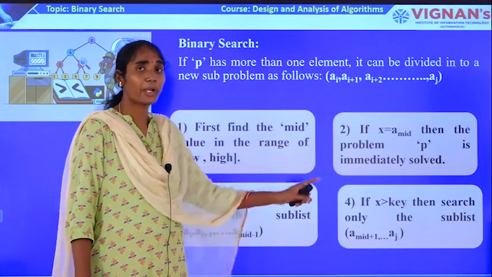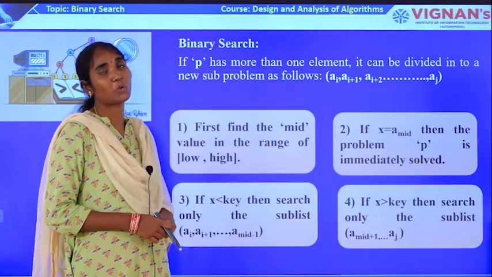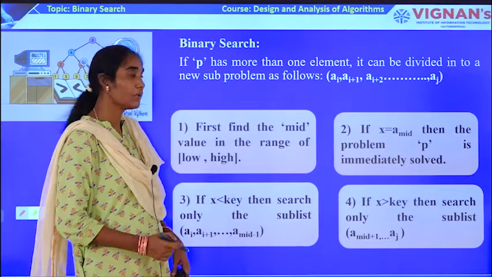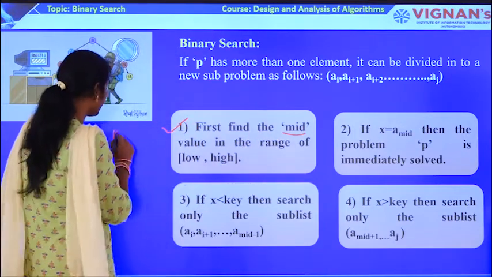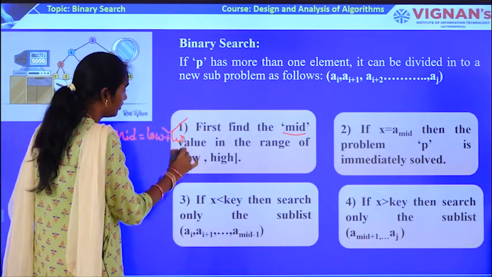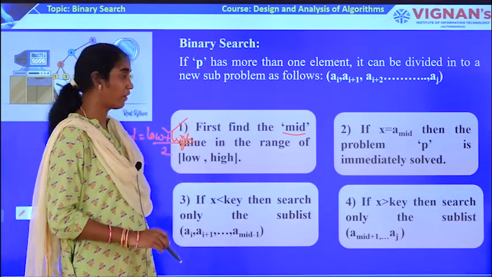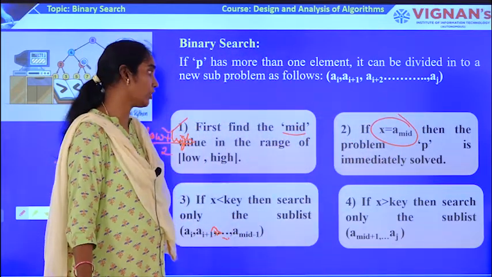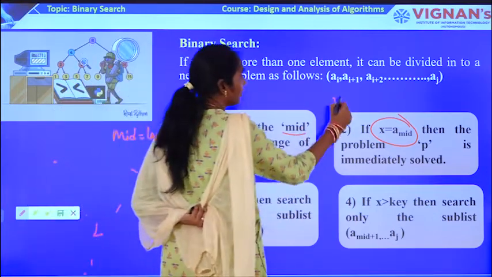So for the right sublist, I have to change the low position to mid plus 1, whereas the high remains the same. So initially we are going to find the mid value by taking mid is equal to low plus high by 2. Now after that I am going to compare whether x is equal to a of mid or not. If x is equal to a of mid, then immediately the problem gets solved and we are going to return the mid position.